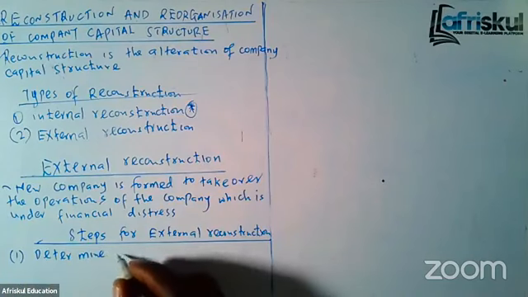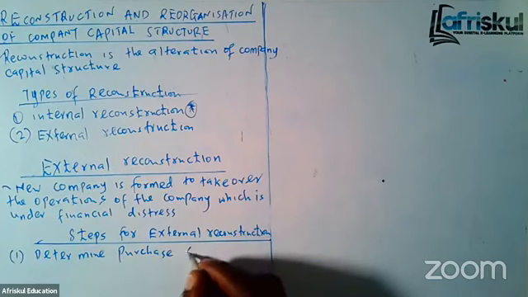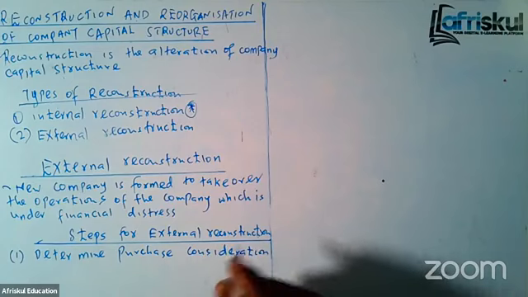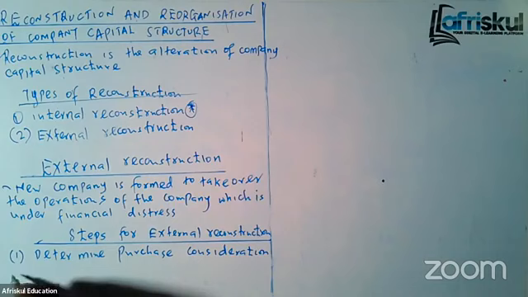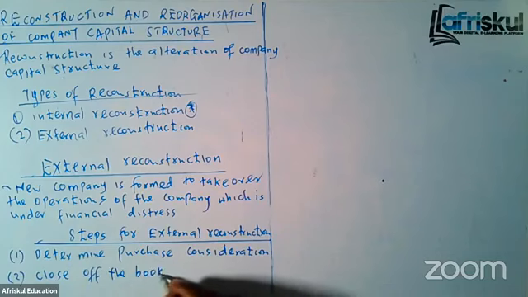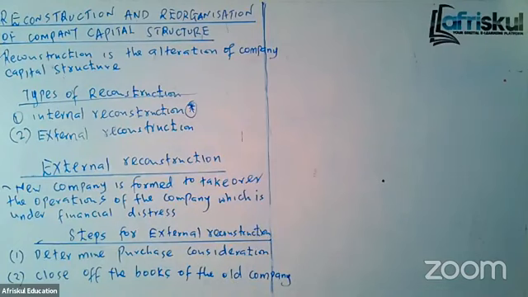the purchase consideration. Number two, you need to close off the books of the old company. Remember that under external reconstruction, I said a new company is formed. So you need to close off the books of the old company.